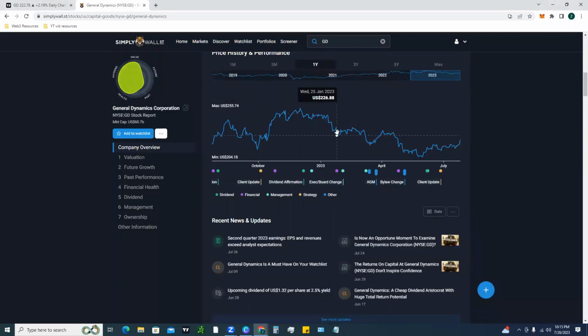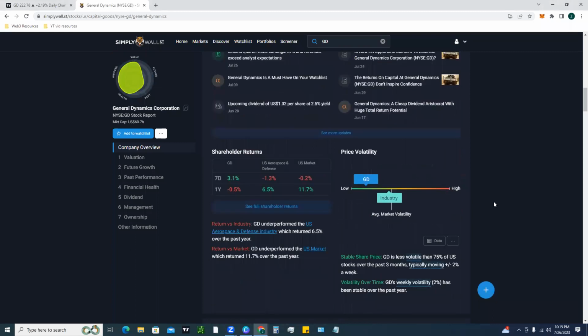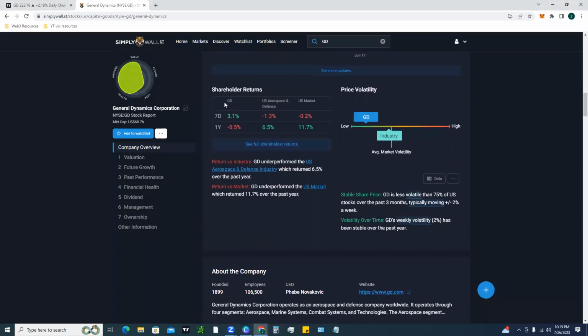Simply Wall Street gives you a nice little price chart history. They also give you recent news and updates. They have lots of news covered here. And if you take a look, you can see the shareholder returns versus the sector that it's in, as well as the overall market itself.